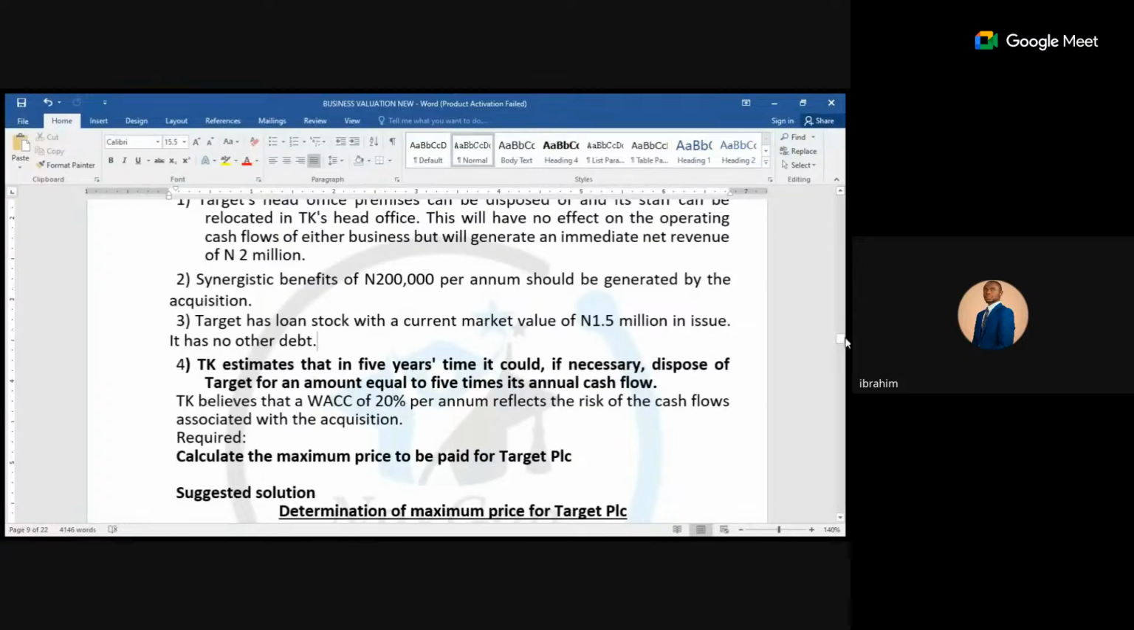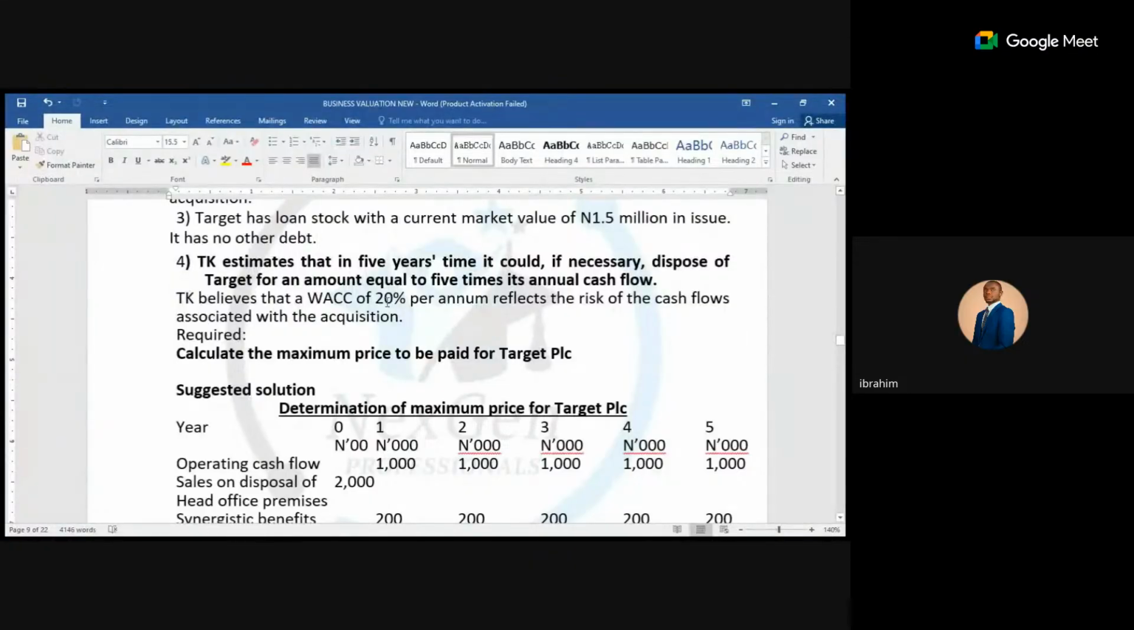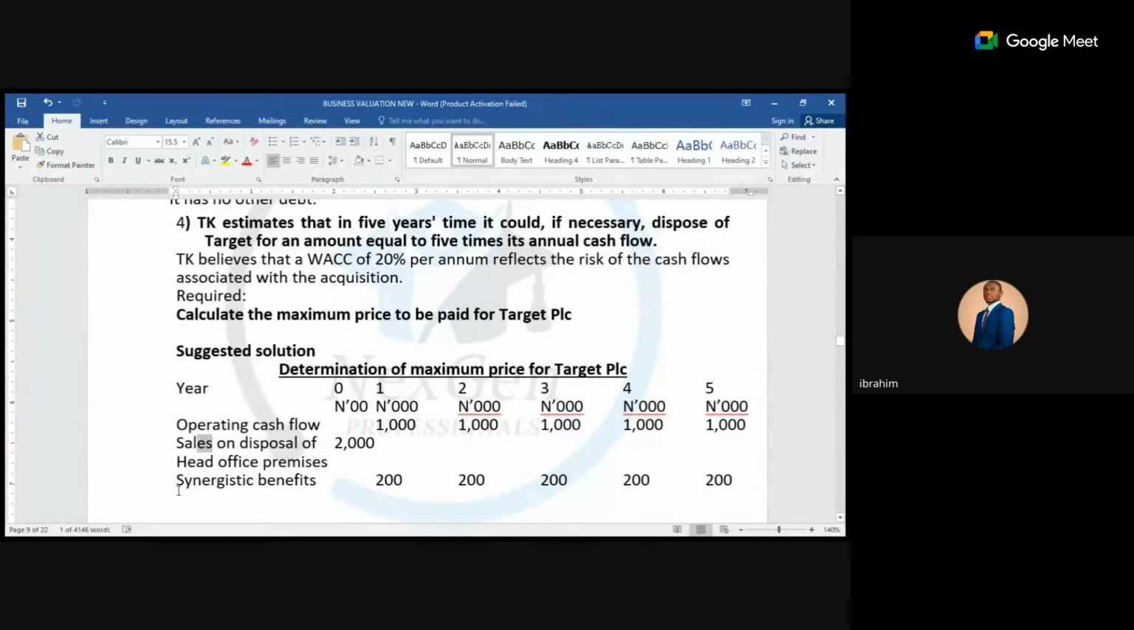Now, my point here is the next one. What's next? Note 4, the disposal of Target PLC. Okay, thank you. Now, the disposal will be 5 times its annual cash flow.